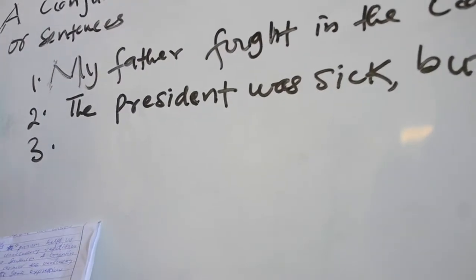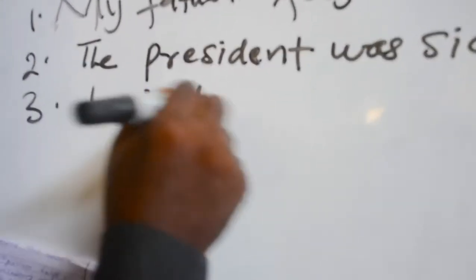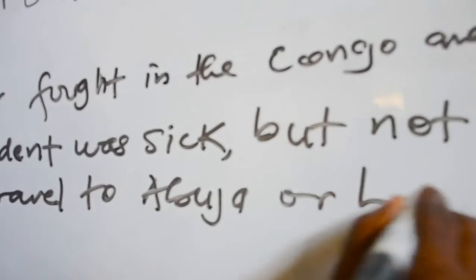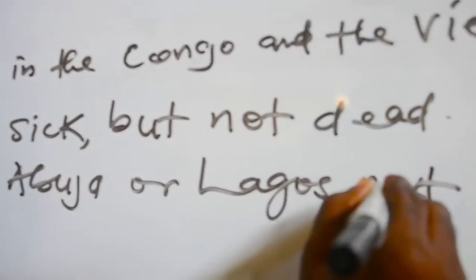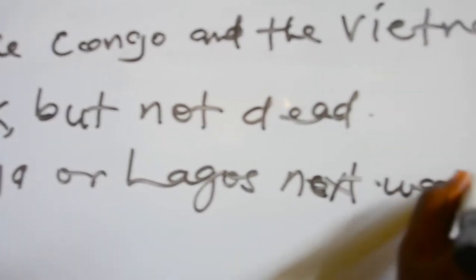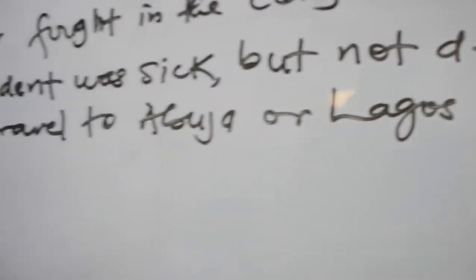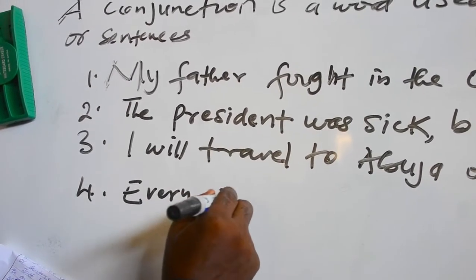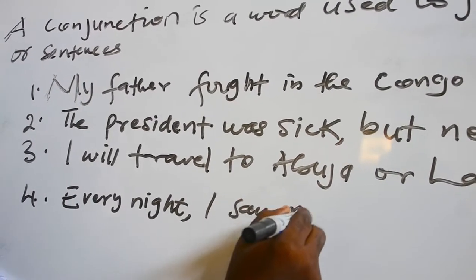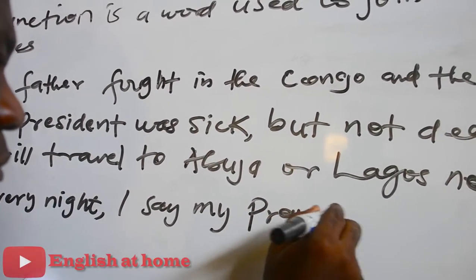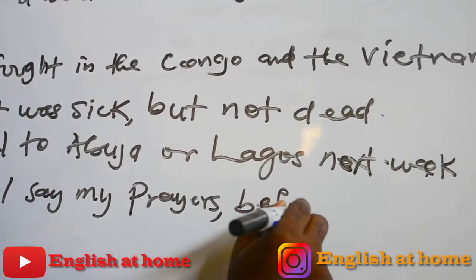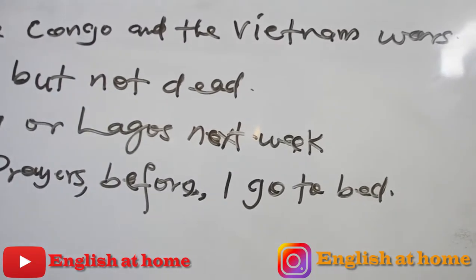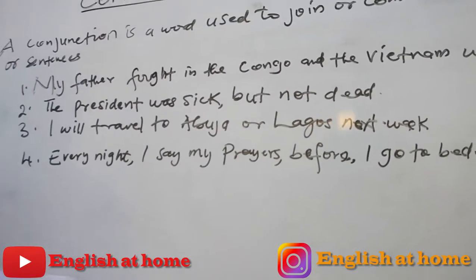Number three example: I will travel to Abuja or Lagos next week. And number four: Every night I say my prayers before I go to bed. Okay, we're talking about conjunction here.